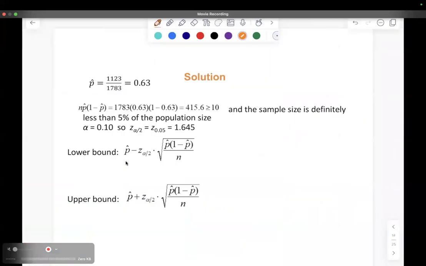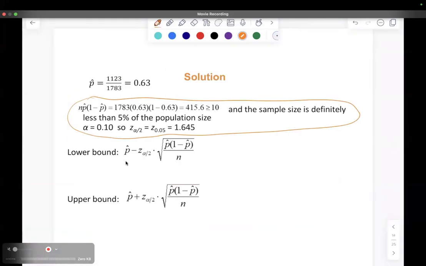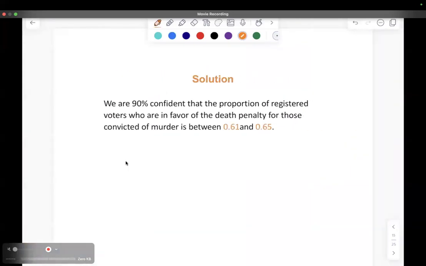This is how the textbook does it. So first things, here's my conditions. We tested my conditions. They're all nice and pretty. np times 1 minus p is greater than or equal to 10. Our sample size is less than 5% of the population. They found their z sub alpha divided by 2. And I don't know why the rest of the math's not on here. It disappeared. It was on here earlier. All right. So here it rounded it to 0.65 and 0.61, but that's fine.